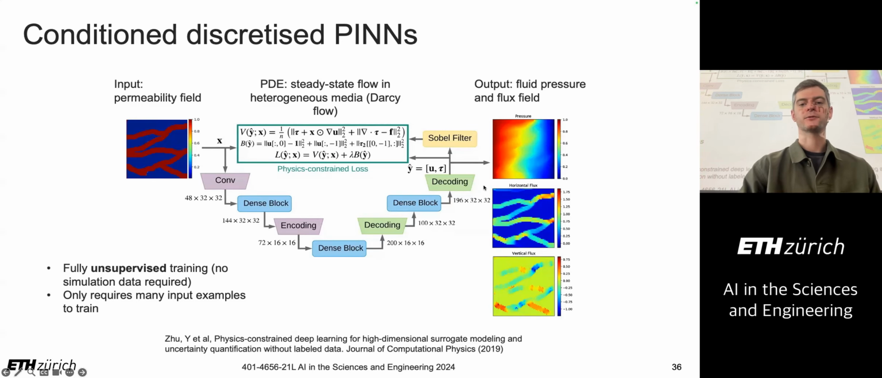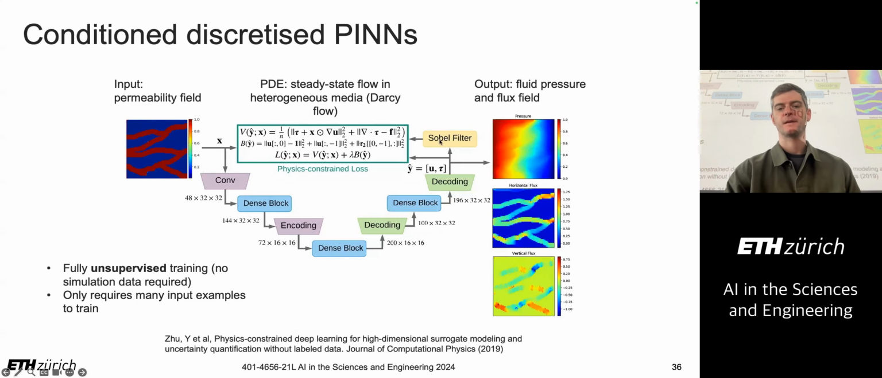And what's really cool is that they trained this. They used a more complicated architecture. It had convolutions and fully connected networks and other kinds of things going on. But they trained it with this physics loss, so fully unsupervised, no simulation data required. It only requires input permeability fields as the input. That's the only thing you need to train this to converge. And they're using Sobel filters, which is just finite differences essentially, to get the gradients of this physics loss.